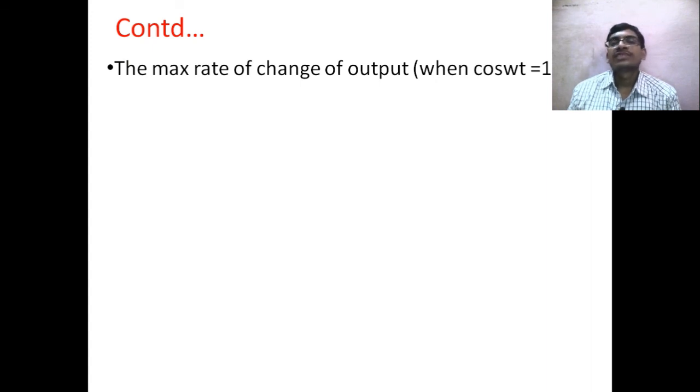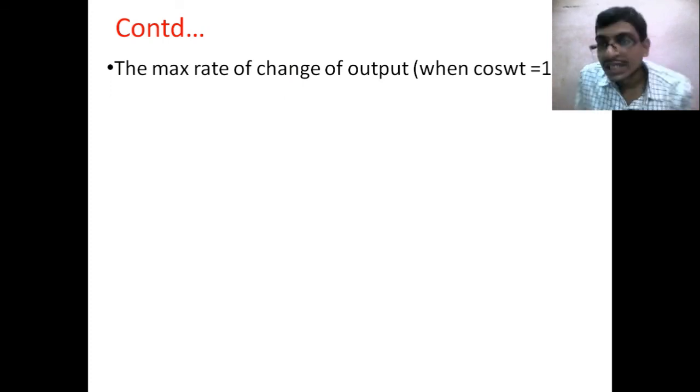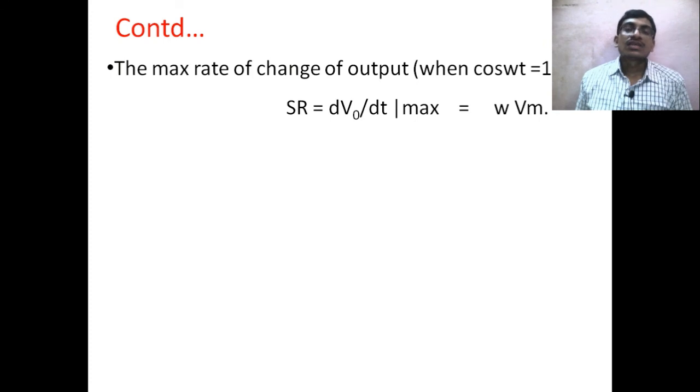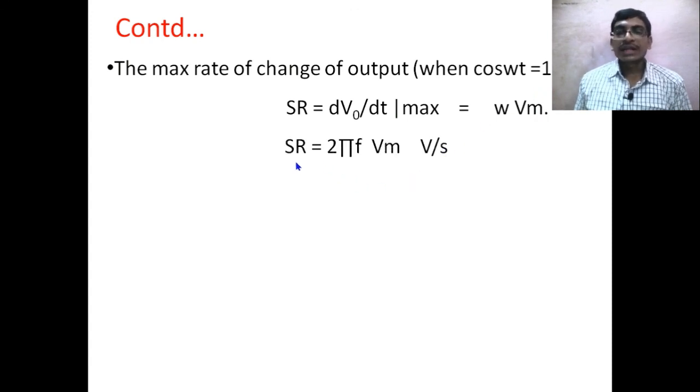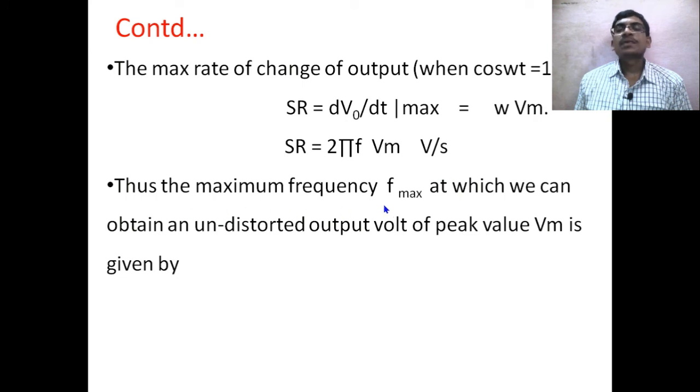We get the maximum rate of change of output when cos omega t is equal to 1. Therefore, the slew rate is equal to dV0 by dt at maximum, which is equal to omega into Vm, as cos omega t becomes 1. Here omega can be represented as 2 pi f, so the slew rate is 2 pi f Vm volts per second. Thus, the maximum frequency f maximum at which we can obtain an undistorted output voltage of peak value Vm is given by f maximum equal to slew rate divided by 2 pi Vm.